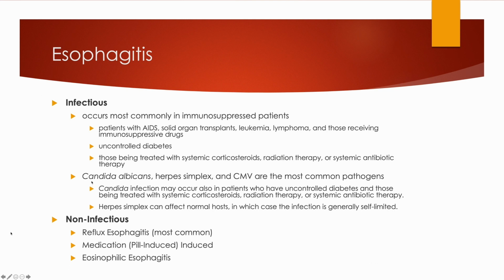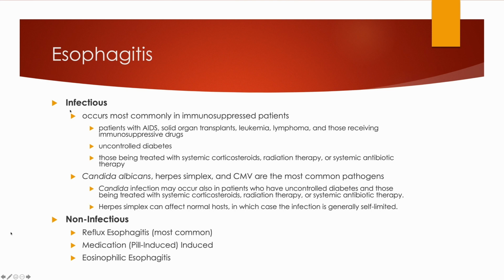Like I mentioned before, Candida albicans is by far the most common type of infectious esophagitis. It is caused by yeast. We also consider herpes simplex, HSV, and CMV, cytomegalovirus, as common pathogens. Most of these occur in patients that are immunocompromised. They just go hand in hand. So most of the time in a vignette, you're going to see an HIV patient or an uncontrolled diabetic, something like that is going to pop up.